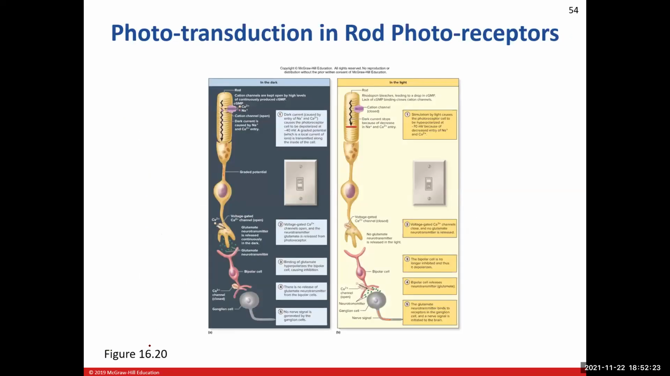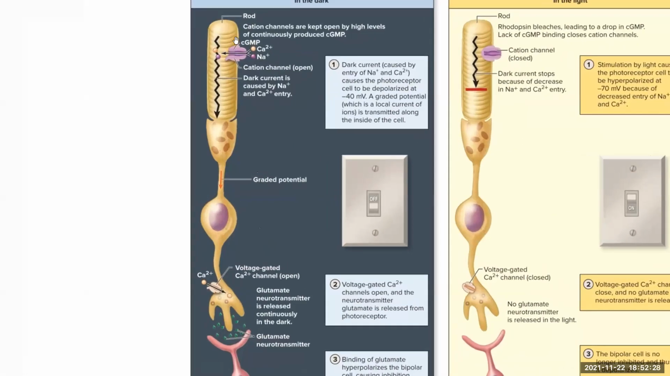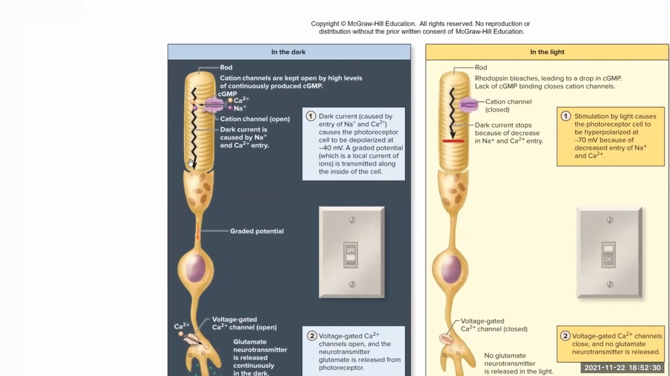So let me show you that picture first, then we'll talk about what happens in the light. So this is what we're seeing. Here we are in the dark. That's when the rods work great. They love the night vision here. We're seeing this cyclic GMP, keeping open our cation channels, constantly being produced in the dark. Because it's being produced, it keeps these channels open. Our dark current, calcium and sodium, flow in, causing depolarization.